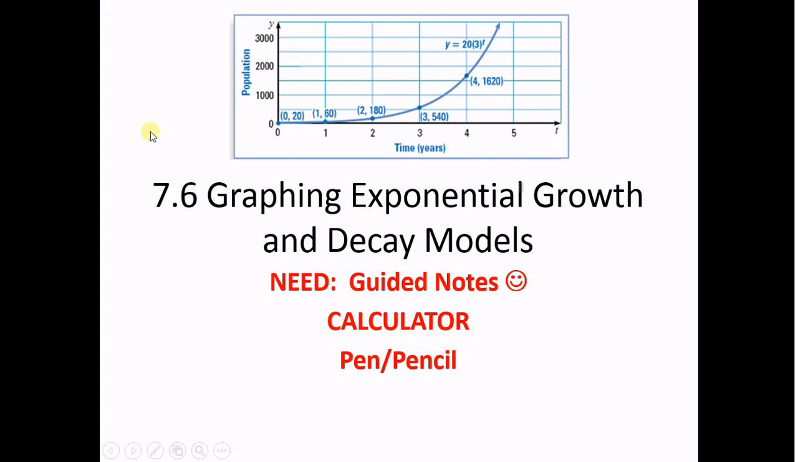Alright, so today we're going to look at section 7.6, which is on graphing exponential growth and decay models. Some needs you're going to want to have on you: the guided notes that I gave you, a calculator, and then a pen or a pencil.